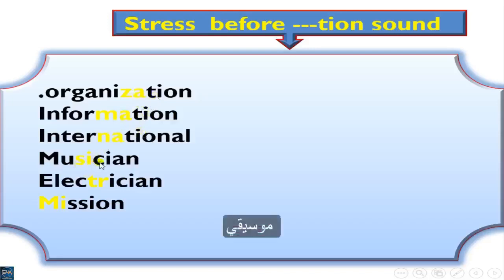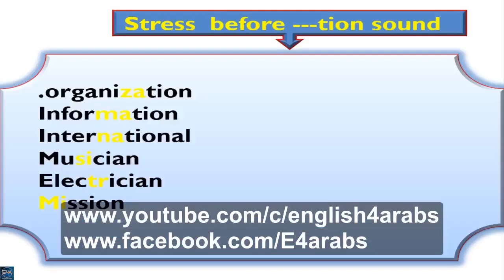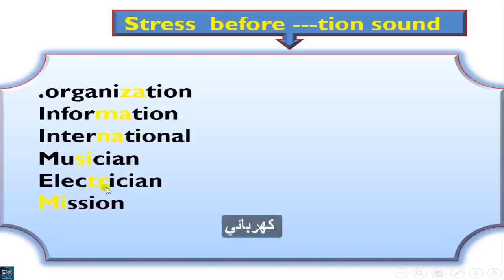Music, musician. Stress here, Z, musician. S-I, like Z, musician. So, the C-I-A-N, shan sound. Electrician, shan sound, C-I-N, shan. So here stress on T-R, electrician, stress this part. Electrician. Mission, shan sound, S-S-I-O-N, shan. I stress here on M-I, mission. Again, repeat after me.